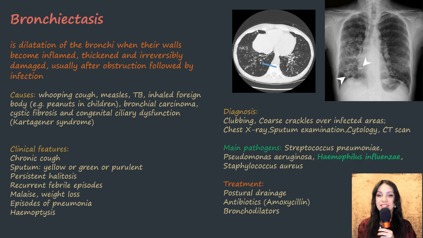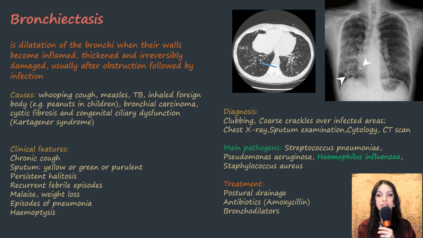Bronchiectasis is a disease in which there is a permanent enlargement of parts of the airways of the lungs. Predisposing causes include whooping cough, measles, TB, tuberculosis, inhaled foreign bodies, for example peanuts in kids, bronchial carcinoma, cystic fibrosis, and congenital ciliary dysfunction, or Kartagener syndrome.